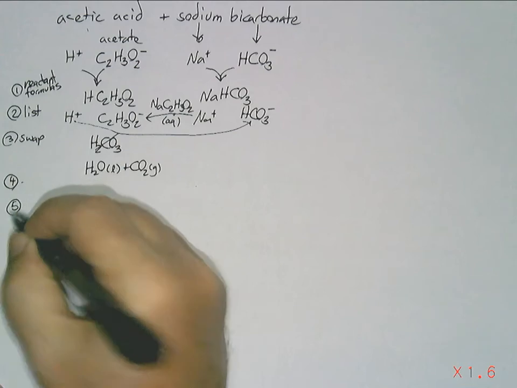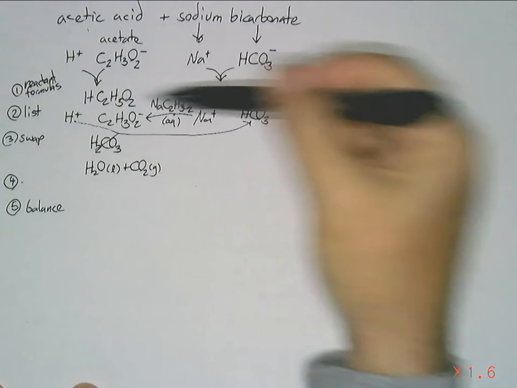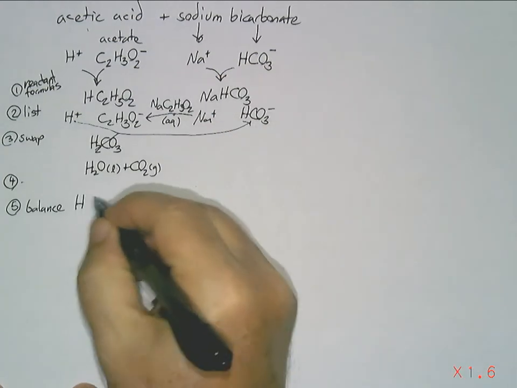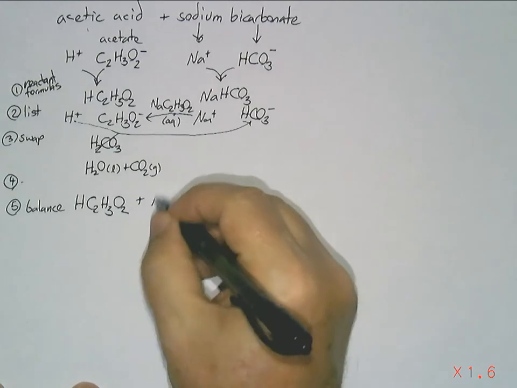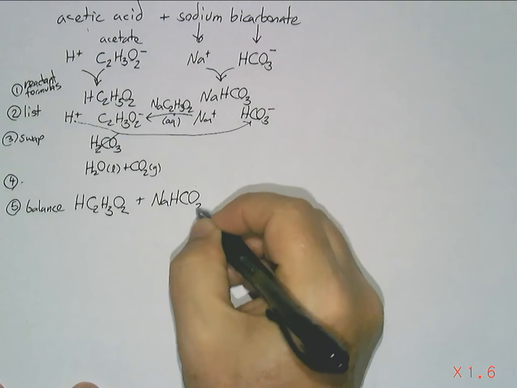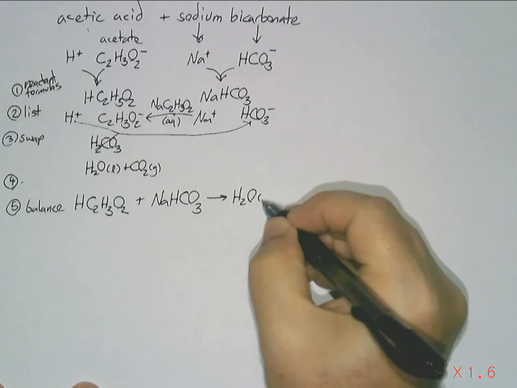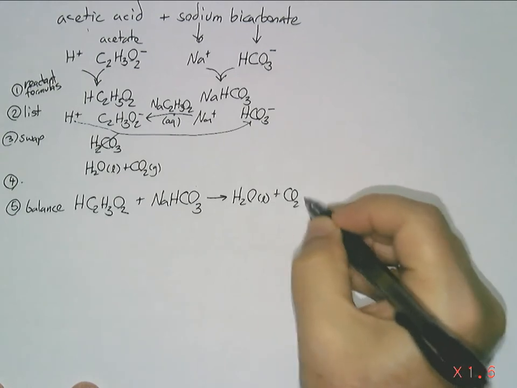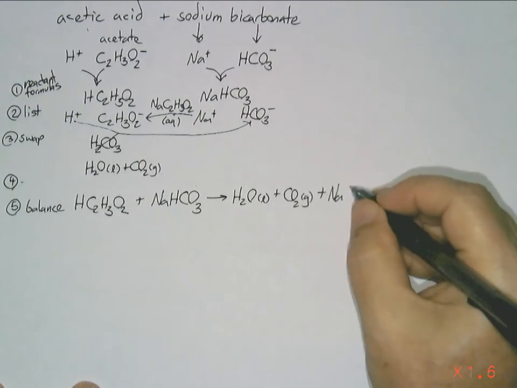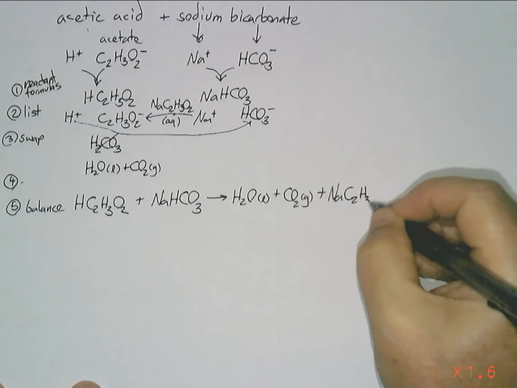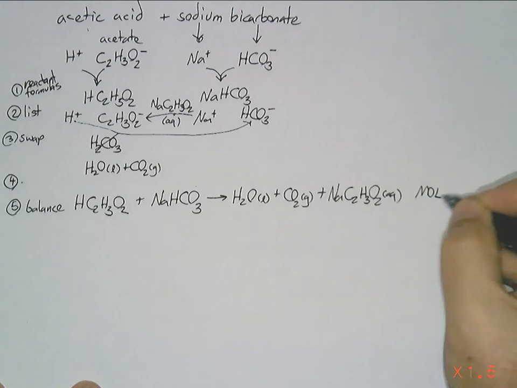The fifth step is balance the equation. All right, here are our reactants, these two things. Acetic acid plus sodium bicarbonate gives me, here are our products. And sodium acetate. Now, if they were asking for a molecular equation, I'd be done.